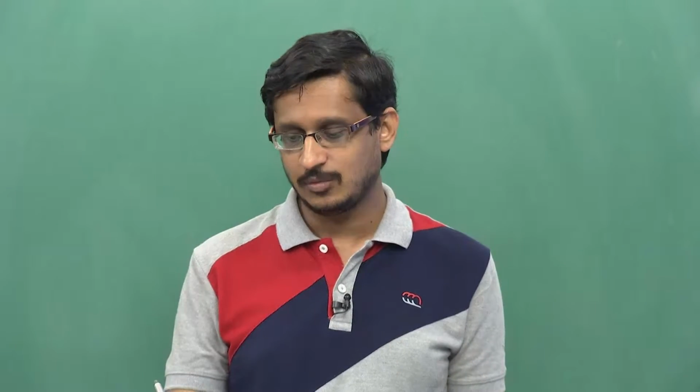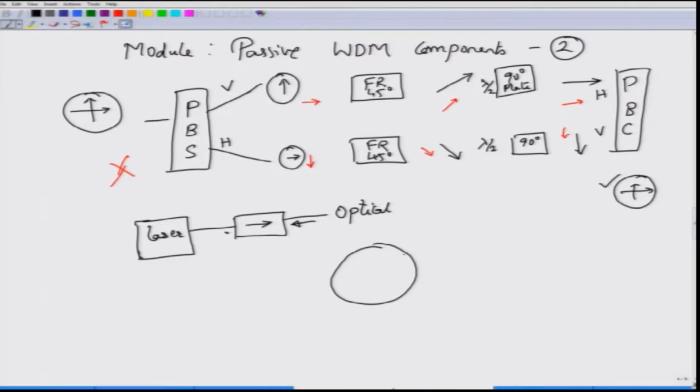Let us consider this very interesting setup. Here I put what is called an optical amplifier in the form of a fiber, called an erbium doped fiber, and I pump this erbium doped fiber. We will talk about what this means when we talk about active WDM components. So, this is an optical amplifier.